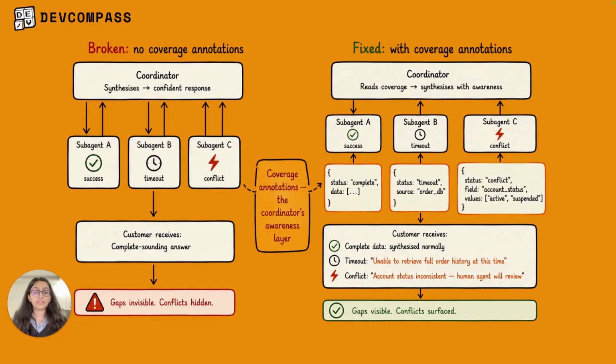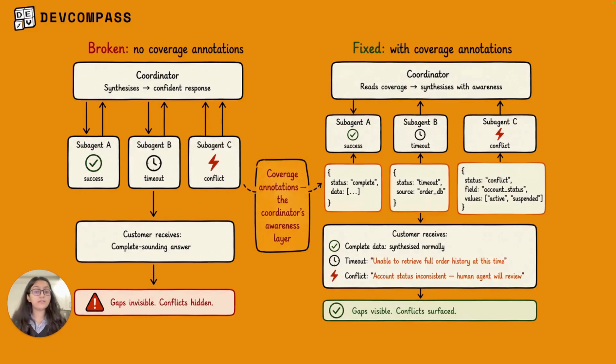But on the right is the fixed pipeline. Same tasks are sent, same mix of results, success, timeout, conflict for each of these subagents. But now each of these results comes back with a very structured wrapper. So it says success, status, complete, data, timeout, and then it gives information that status has timeout, source is order DB, reason is that it has exceeded 5 seconds. So it is all about the structured information.